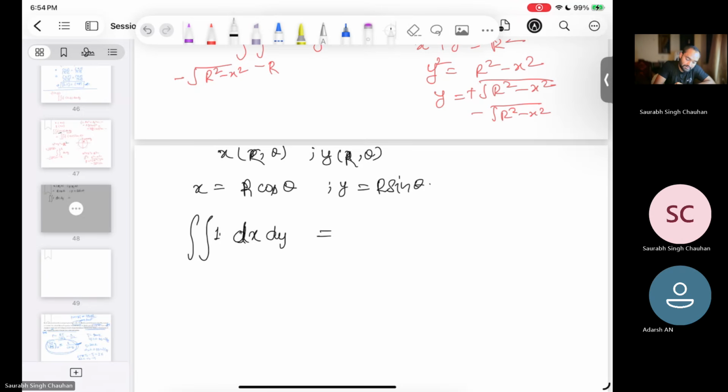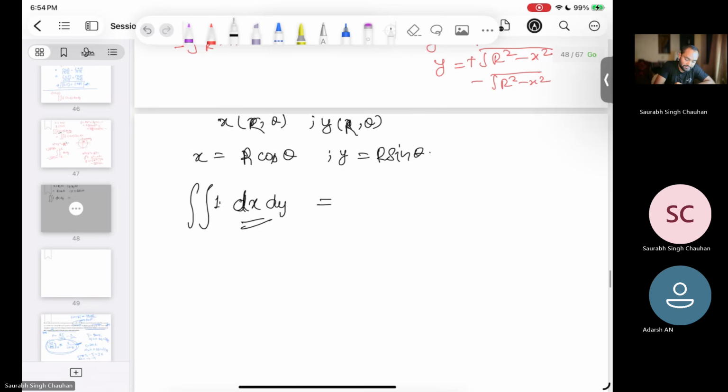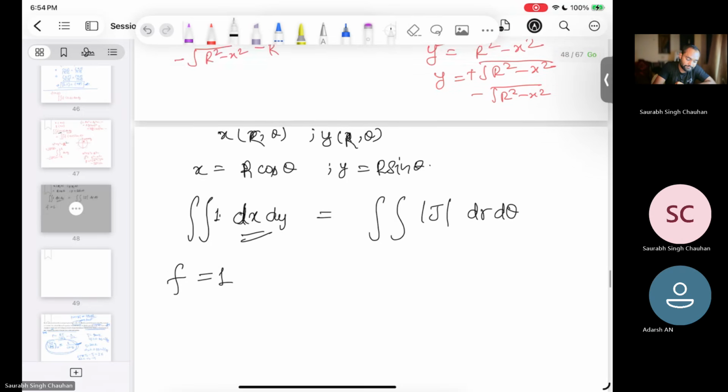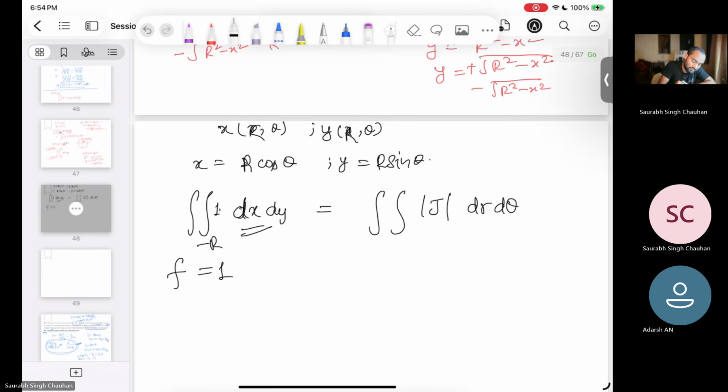Now we are doing a coordinate transformation. So how will this function f be transformed? f is equal to 1, so it will remain 1 only. So no transformation in f, right? But dx dy will become dr d theta, but there will be one Jacobian. And what were the limits? Minus R to plus R, and here it was minus root of R square minus x square to plus root of R square minus x square.